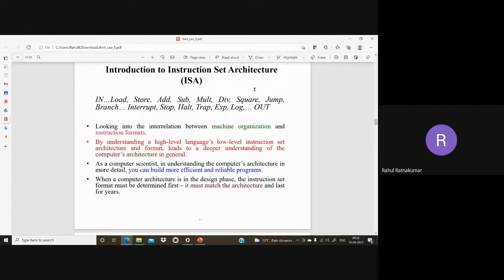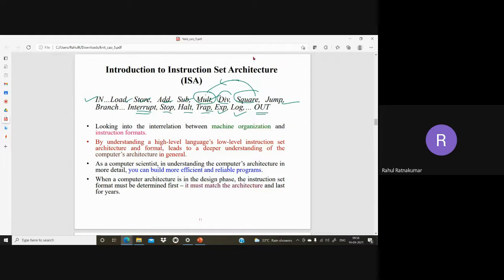Okay, some instructions have been given here: load, store, add, multiplication. There is a multiplier. You should know that there's a multiplication unit in the hardware that's allowing you to call this instruction. Division, squaring. Squaring is nothing but multiplication with the same input. And jumping, branching instructions, change of control, interrupts, which we have not discussed yet but will: stop, call, trap. These are different kinds of interrupts. Exponential, logarithm function, output. So these are different kinds of instructions. This is part of an instruction unit.